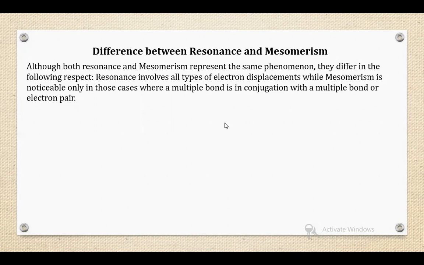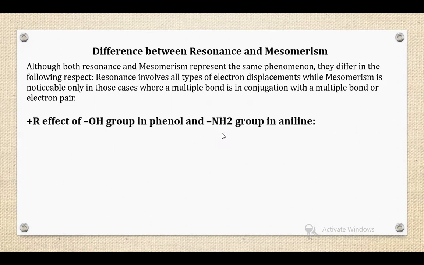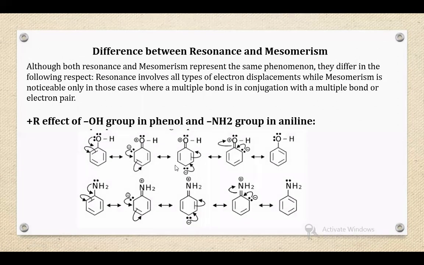Now next is the plus R effect of the OH group in phenol and NH2, especially for benzene compounds. C6H5OH is phenol, and C6H5NH2 is called aniline. Is the OH group an electron donating group or an electron withdrawing group? OH shows a positive resonance effect, because it can donate a pair of electrons to the double bond.